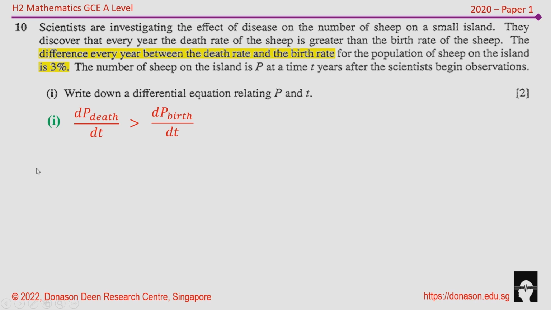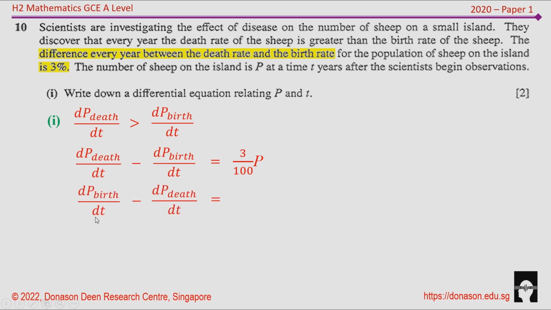Now the difference every year between the death rate and the birth rate is 3%. So let's convert that into a mathematical statement. If we take the death rate minus the birth rate, the difference is 3%. So 3% means 3 out of 100 of the population, which is P. So now dP birth over dt minus dP death over dt is equal to minus 3P over 100.